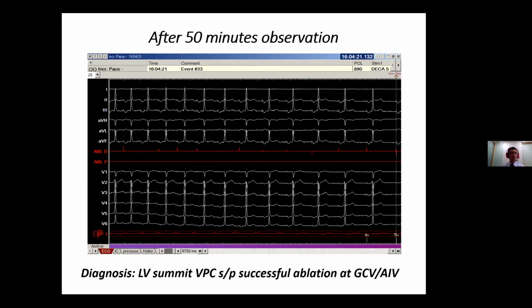After 15 minutes of observation, we observe the EKG still has no PVC. So we terminate the procedure. And thank you very much. That's the end of my second case presentation.